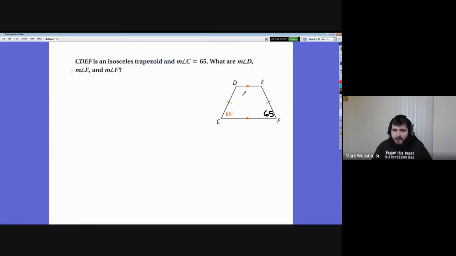Notice the fact that you've got the top and the bottom side here are parallel. If this were sideways, you'd still have to follow the parallel lines, and you may need to tilt your head to the side to do that, right? Now let's do the other ones. Well, if this is 65, D has to make these two add up to 180. 65 plus what is 180?